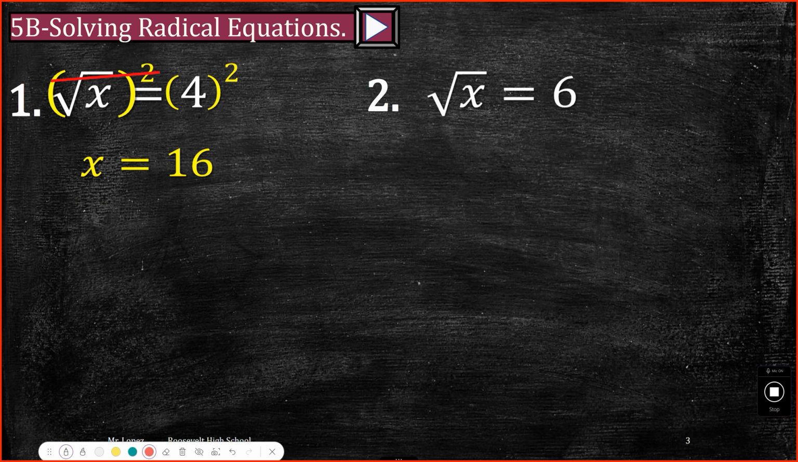All right, let's go. Keep going. We got to get the x by itself. So how do we get the x by itself? We're going to hold it and square it. Hold it and square it. X is going to equal to what? 36.